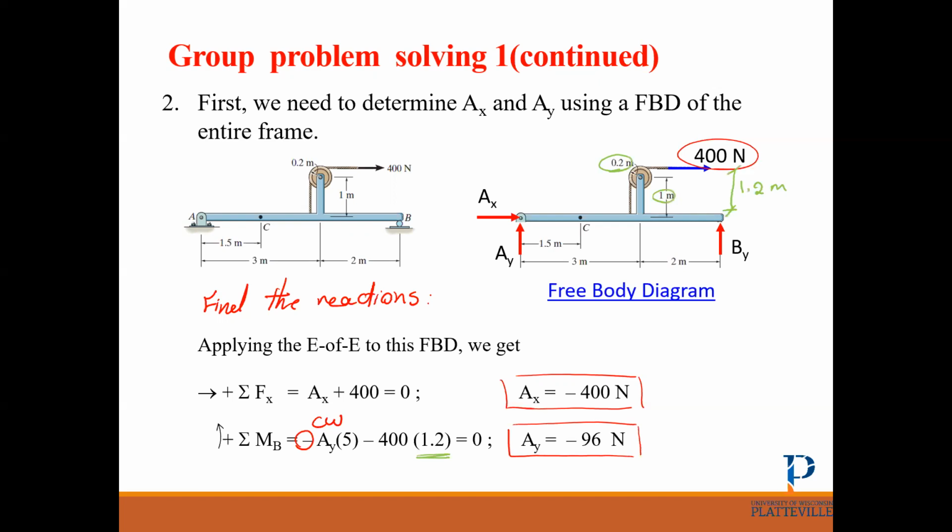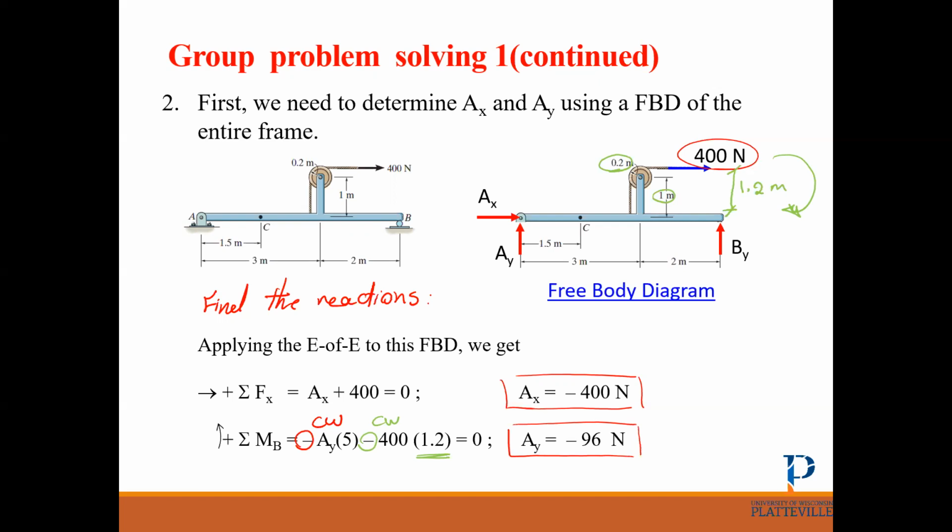All right, so this is the distance, and it makes a clockwise moment. So this is the moment that it creates. That's why it's negative. So this is how we can find the support reactions.